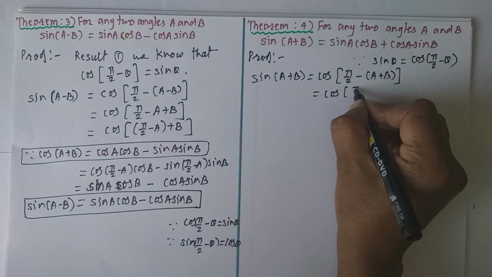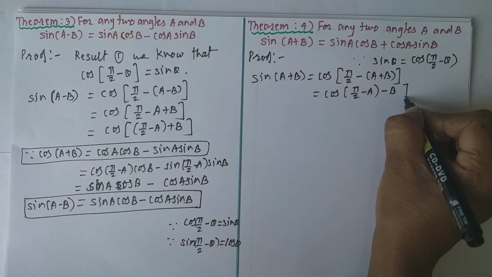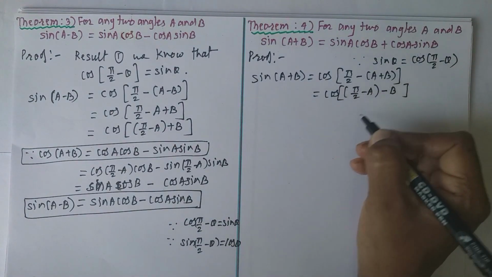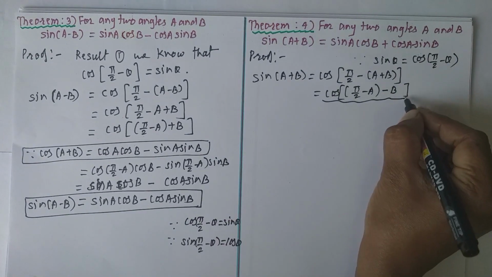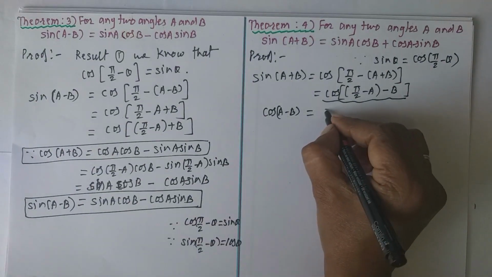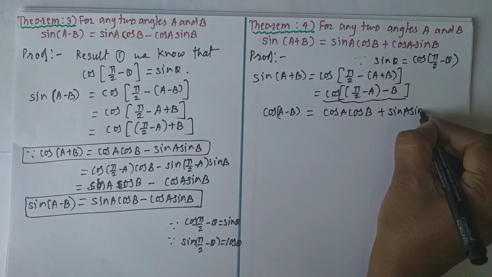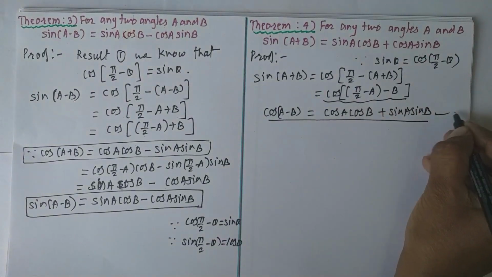This will be cos(π/2 − A − B). If we open the bracket and take this in one of the brackets, now use the formula of cos(A − B). What is our first formula, cos(A − B)? That is cos A cos B plus sin A sin B. We will use this formula here.